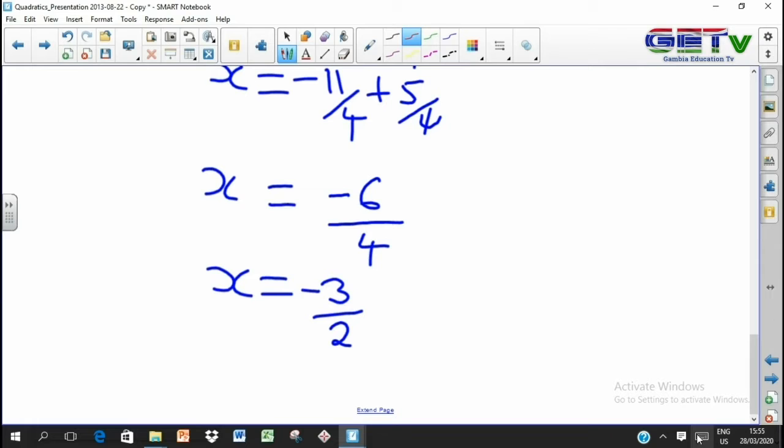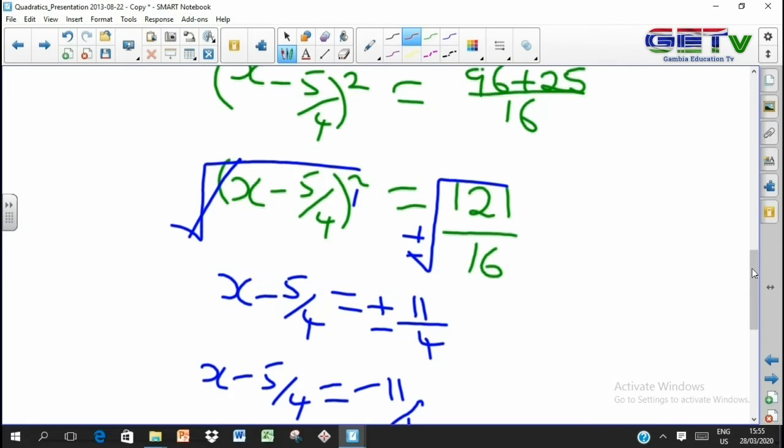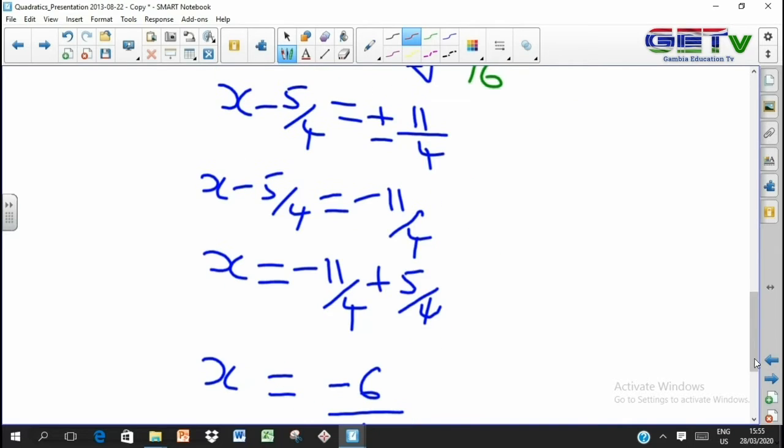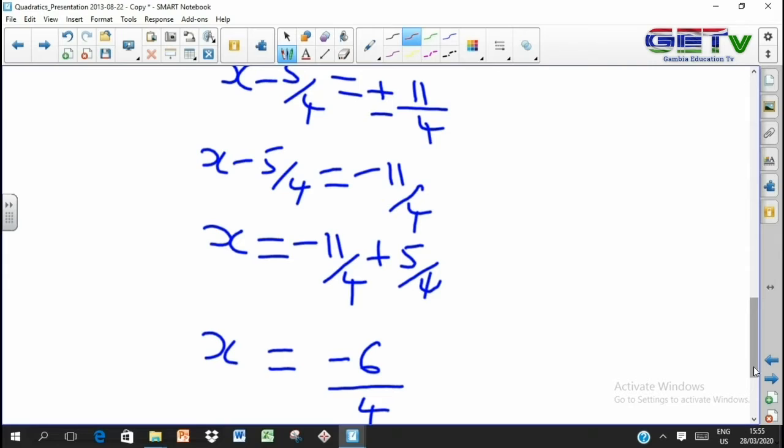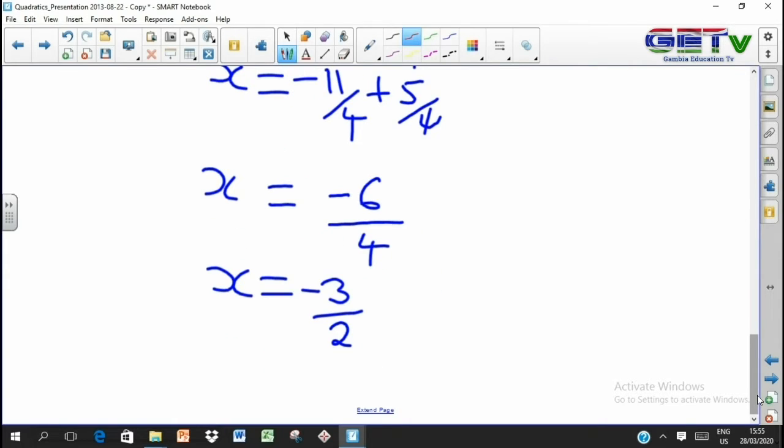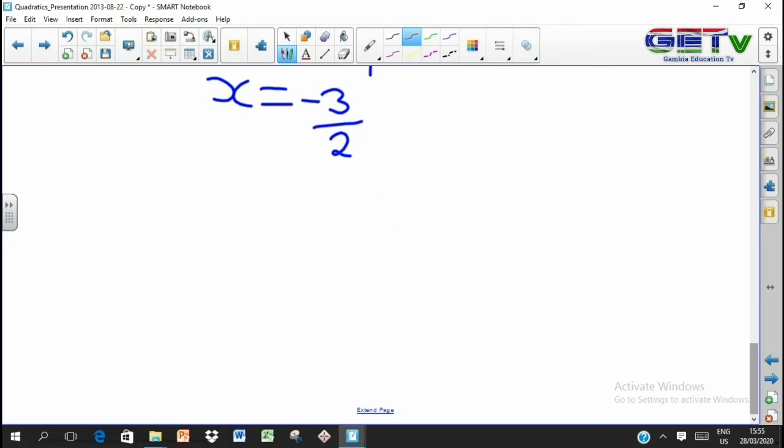Remember, we have 2 signs here, a positive and a negative. We have to do the same thing for the positive sign. So I'll write or, x minus 5 over 4 equals to 11 over 4.